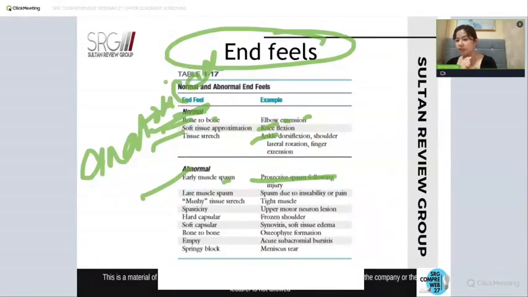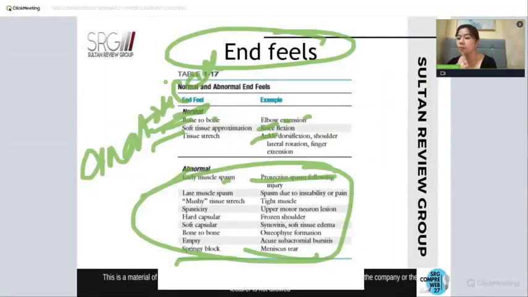So the patient's unwillingness to move because of pain. So that is your empty. So yung empty end field parang siyang pseudo end field. Walang nangyaring end field talaga, pero hanggang doon na lang dahil may pain yung pasyente natin. So common would be your springy blocks such as your meniscal tears. All of these are just your abnormal. But what you need to understand po, all types of normal end field can be considered normal end field in terms of the range of motion.